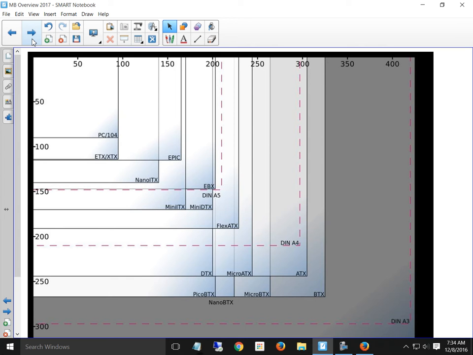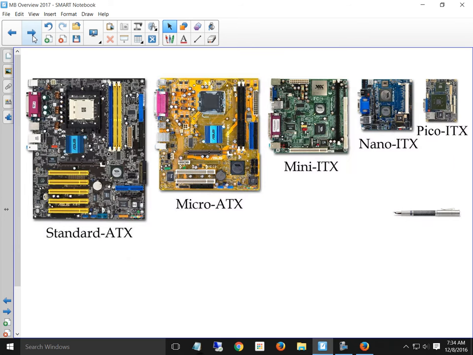So those form factors are very specific in size and shape and where all those holes line up. And if we don't get the right one and make sure we're working on the right one, these things aren't going to work. So a micro ATX and a standard ATX, all those holes are going to line up in the motherboard.